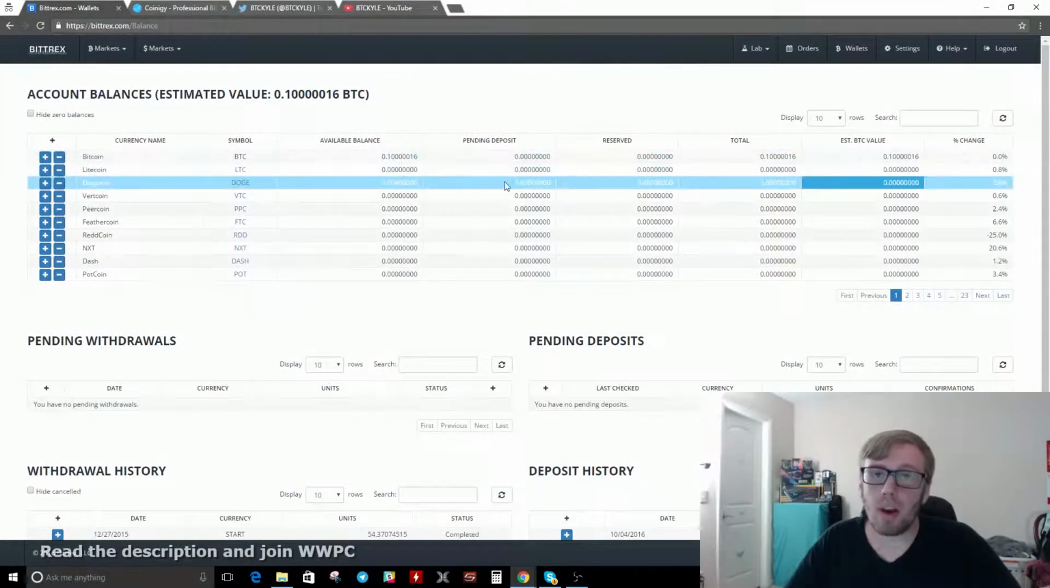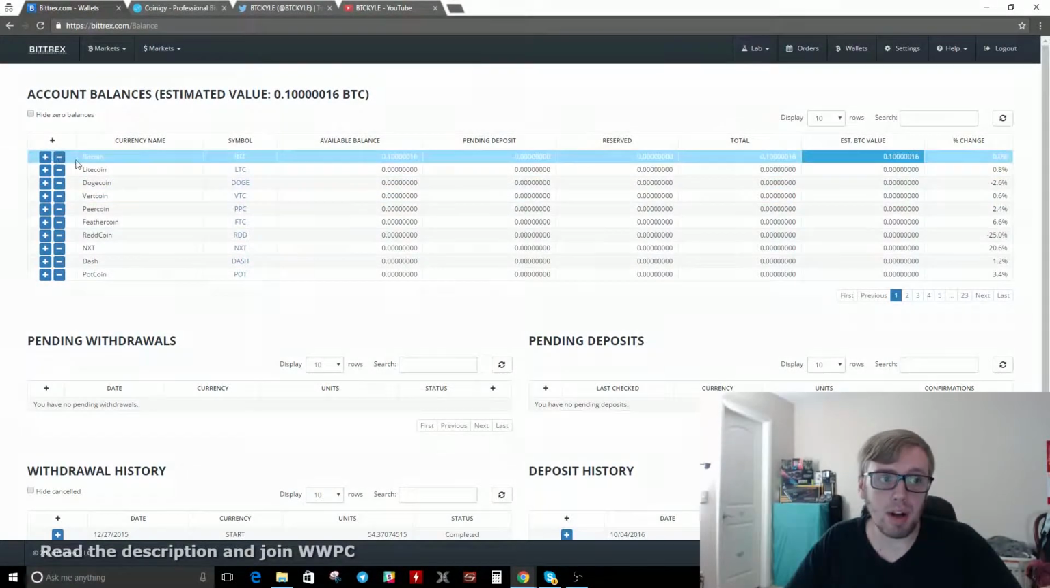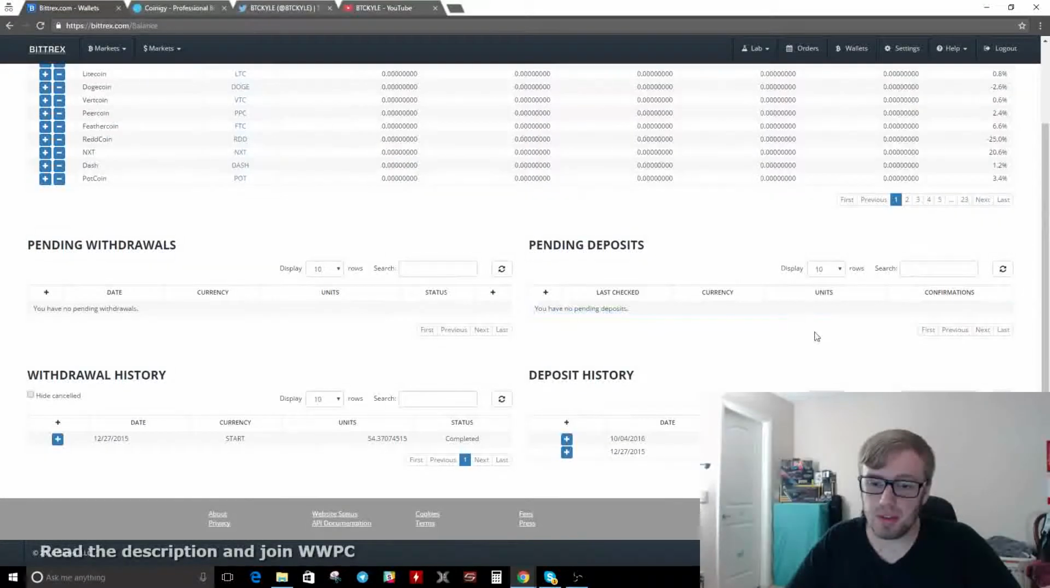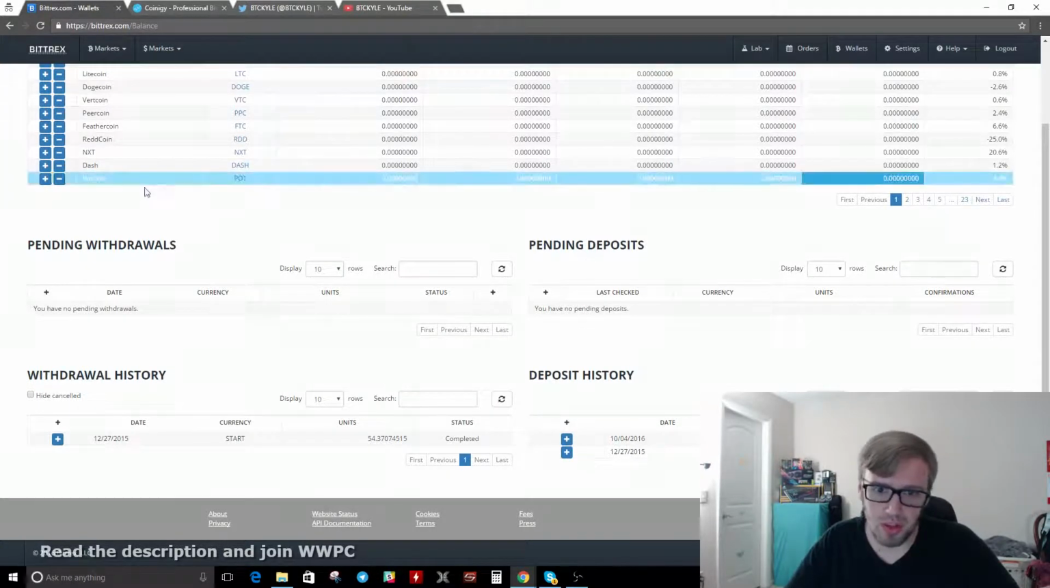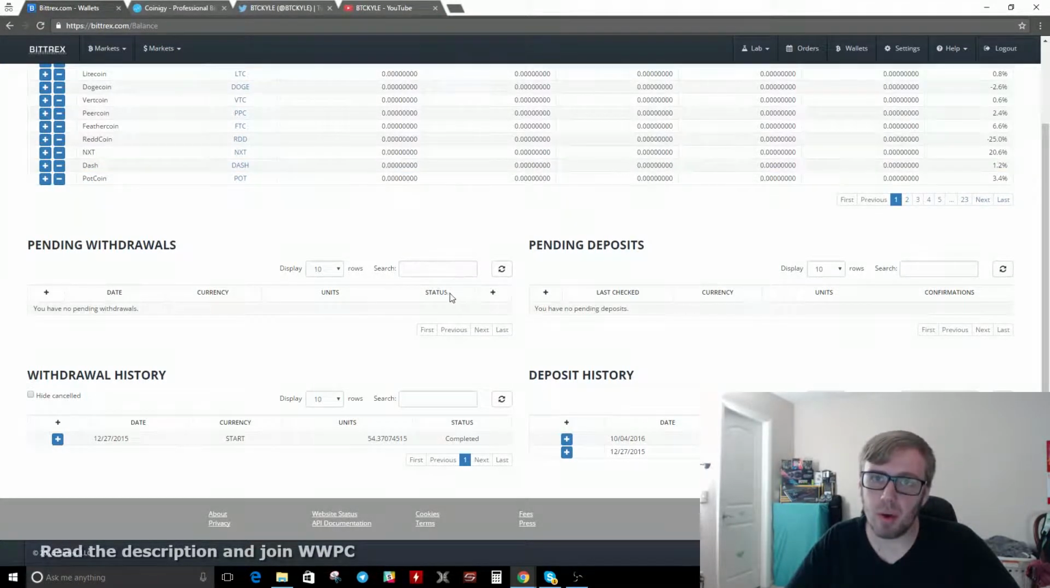So I went ahead and I already deposited some Bitcoin to that address, and you can see your pending withdrawals, pending deposits, deposit history, and withdrawal history. It pretty much sums up everything going in and out of your account. And you can see here in my deposit history, I recently deposited 0.1 Bitcoin into my Bittrex account, and it's represented there.